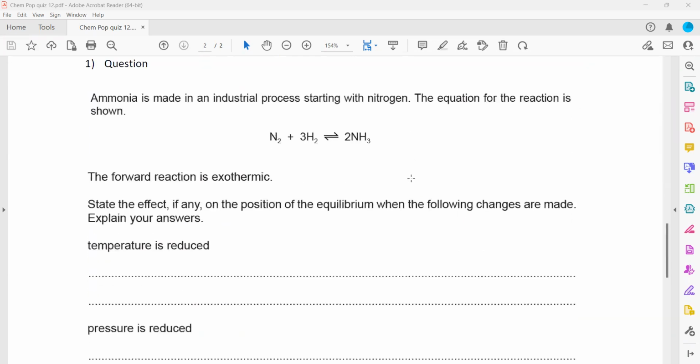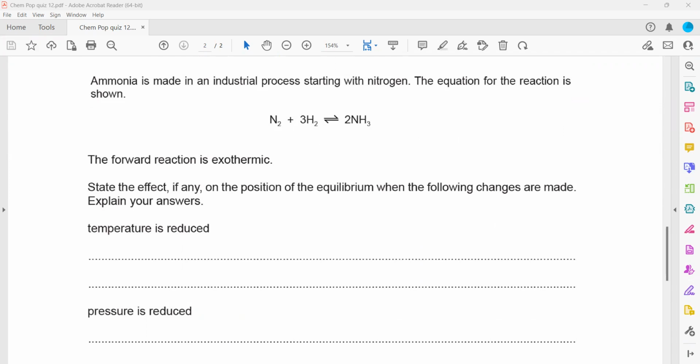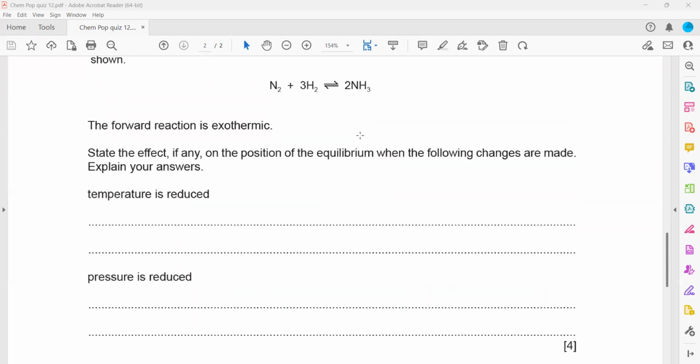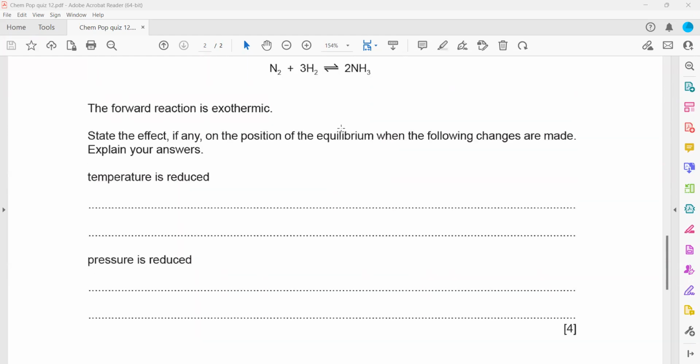In the first question, ammonia is made in an industrial process with nitrogen. The equation for the reaction is shown, and the forward reaction is exothermic. Means when this reaction will occur, heat energy is given out. State the effect, if any, on the position of equilibrium.